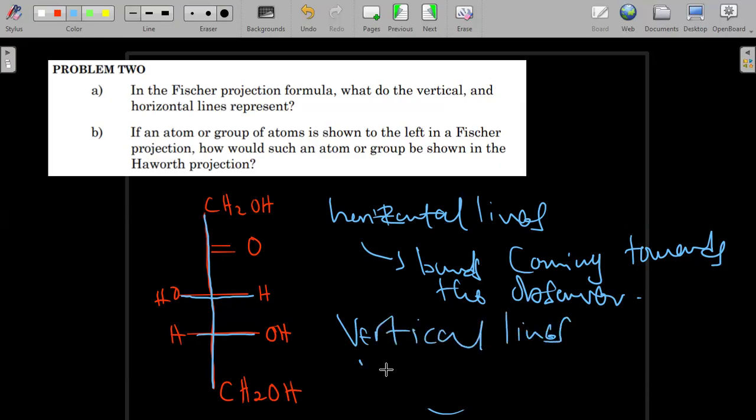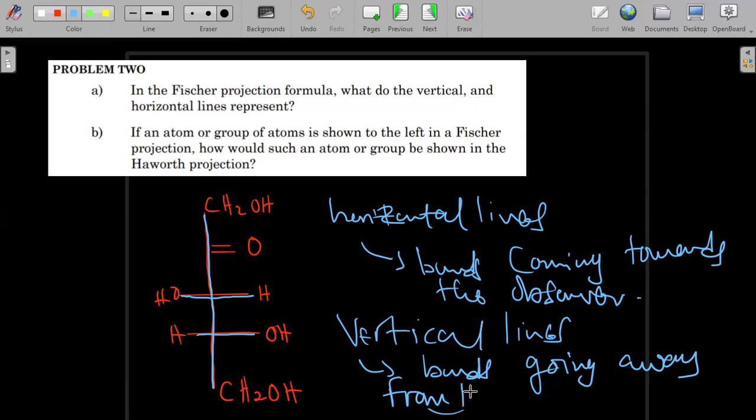Okay, away from the observer. So meaning the bonds that are pointing into the plane of the page. So these are bonds pointing into the plane of the page, or you can simply say bonds going away from the observer. So that's what the vertical and the horizontal lines mean.